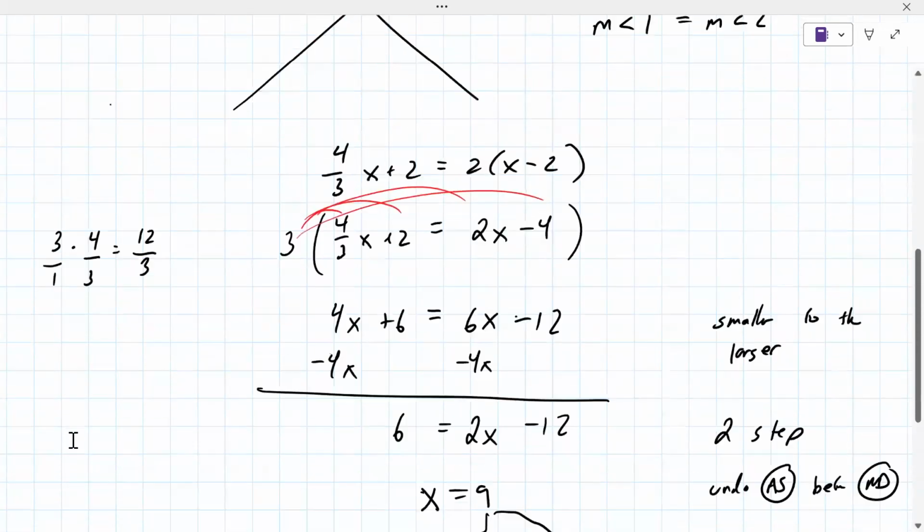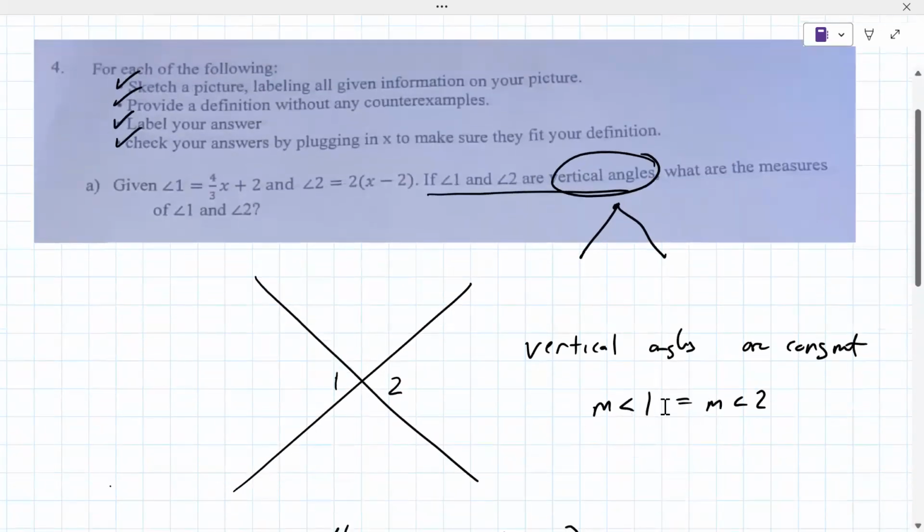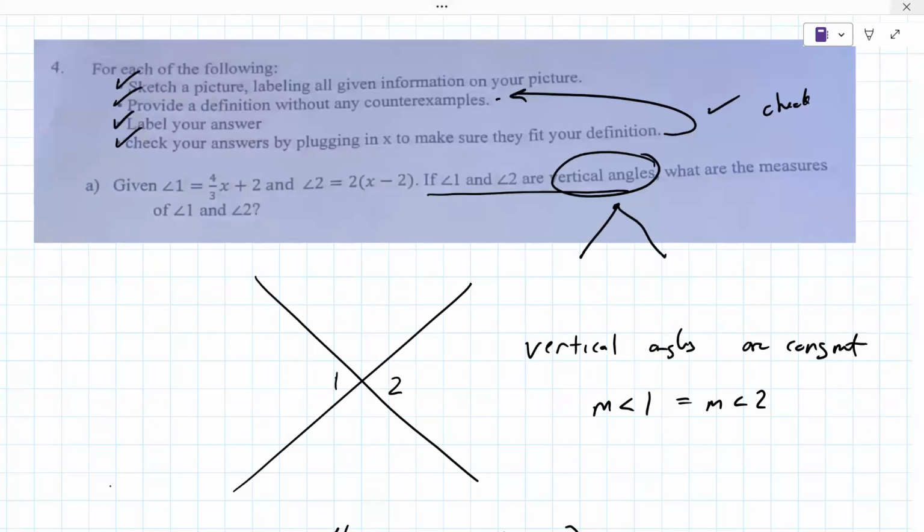Exactly. And that's what your teacher is wanting you to do. It says label your answer. Okay, we did that. Check your answers by plugging in x to make sure that they fit your definition. If they're congruent, then they better have the same angle measure. That's the whole reason the teacher wanted you to put the definition, so that when you get your answer, you know that it's right. It's like a check. That's the idea. Now, in the course of taking a test or exam, maybe you won't have time to do all that.